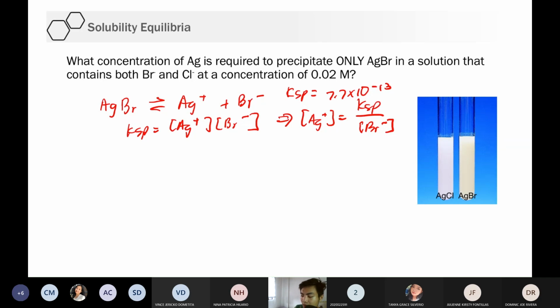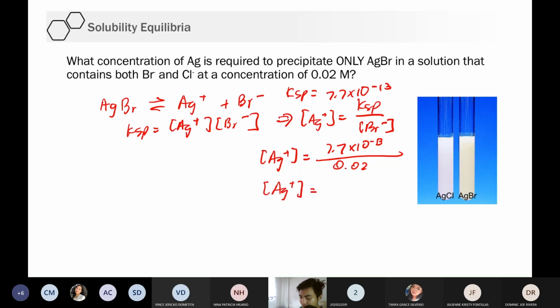Naka-open na siya sa akin. So yan. So according to the table, the KSP of AgBr is 7.7 times 10 raised to negative 13. So what will be the concentration of silver needed to precipitate this? So that will be Ag plus equals 7.7 times 10 raised to negative 13 divided by the concentration of bromide. So according to the problem, it is already 0.02 molar.